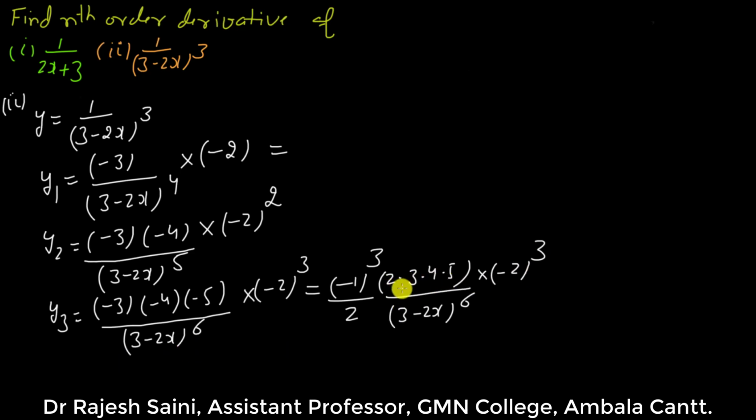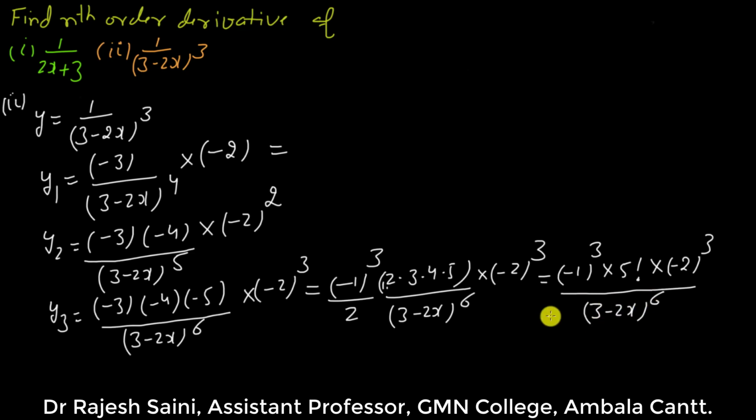So can I write it as 5 factorial, because here 1 is obviously present, so I can write it as 1.2.3.4.5, which is nothing but minus 1 raised to the power 3 into 5 factorial into minus 2 raised to the power 3 divided by 3 minus 2x raised to the power 6, and here in multiplication in the denominator by 2. Fine. So I'm going to do the same thing with this one also.